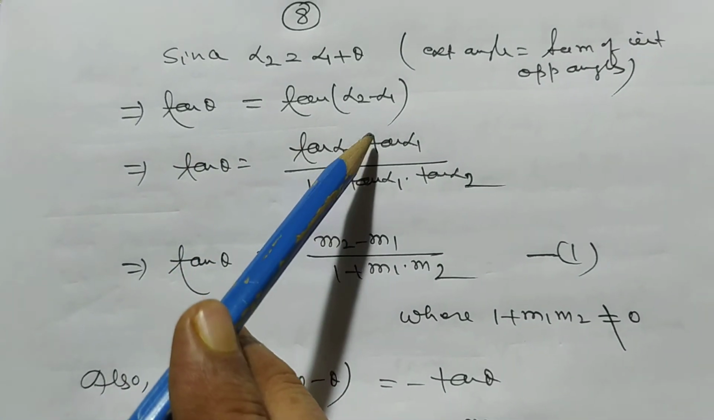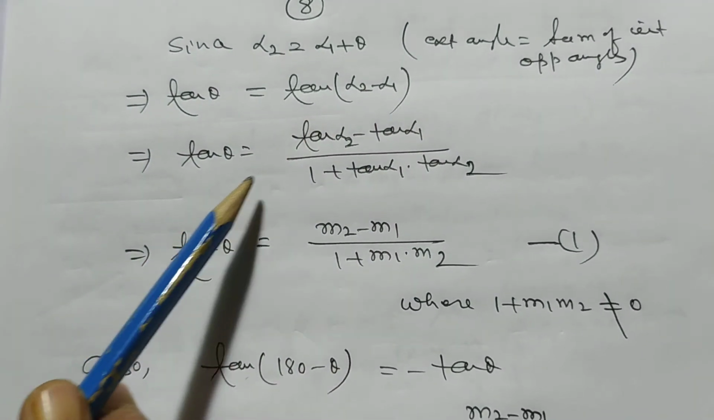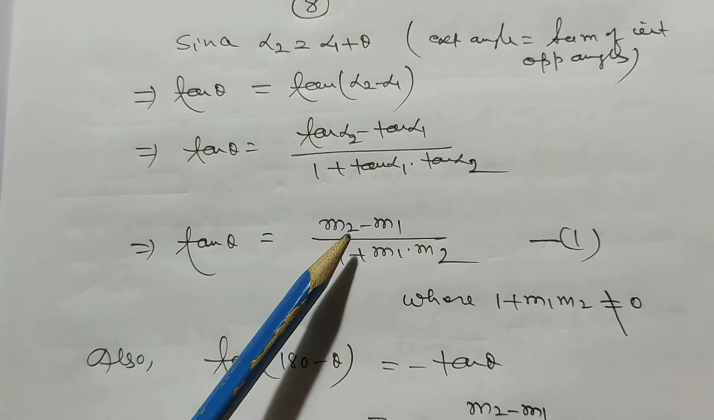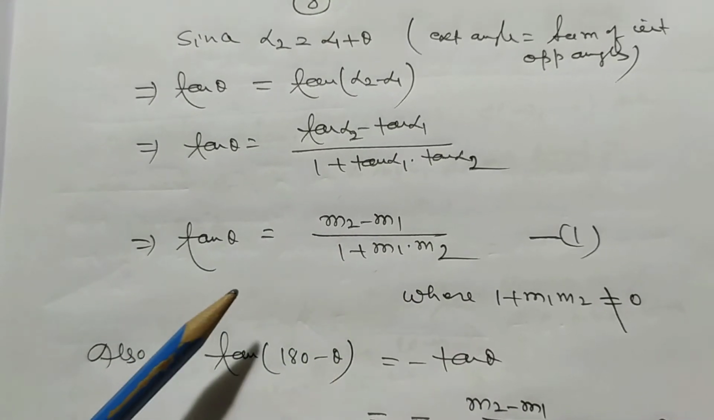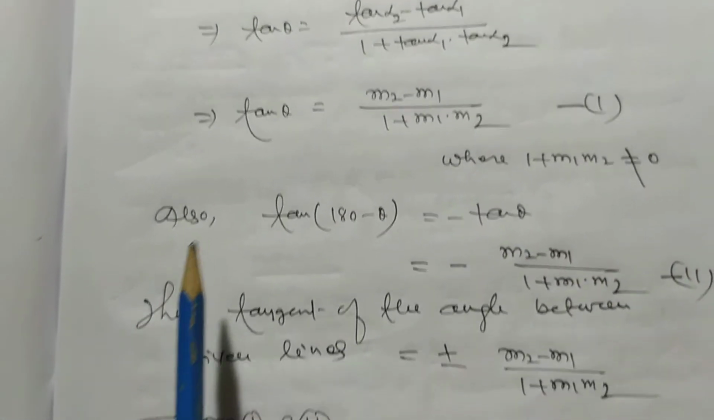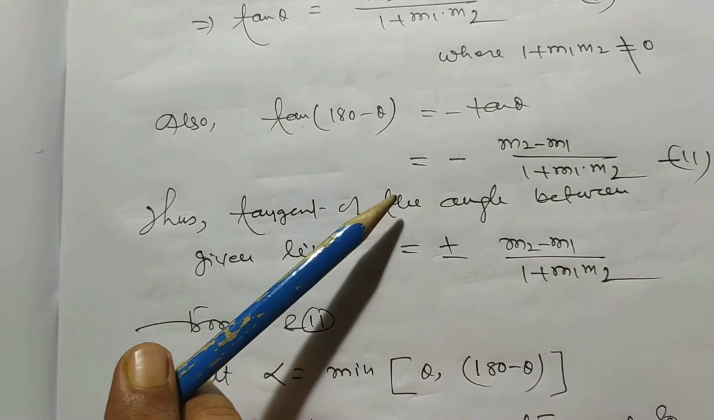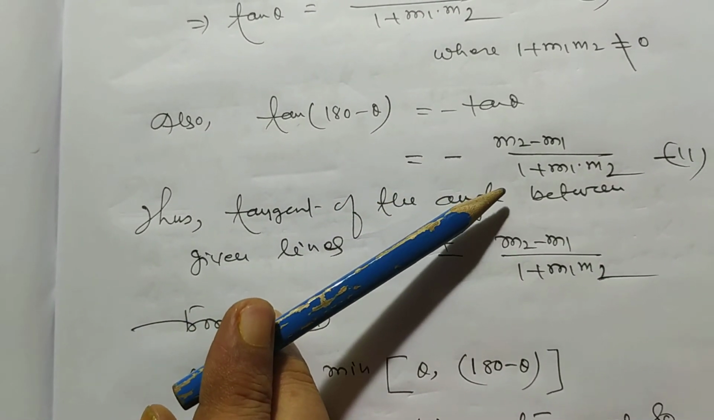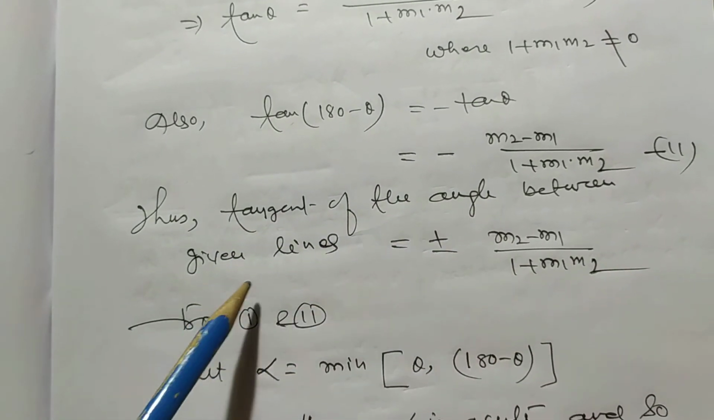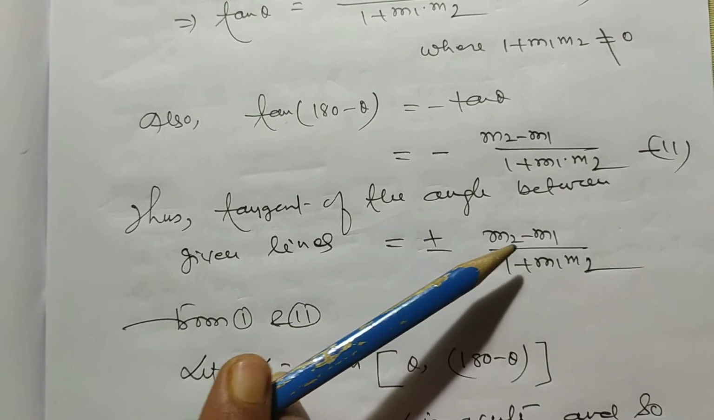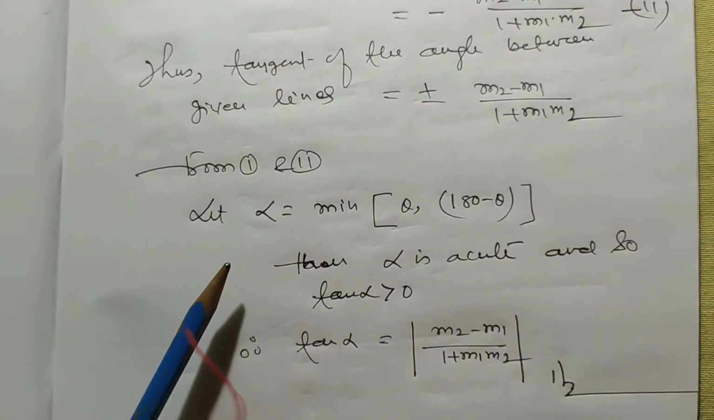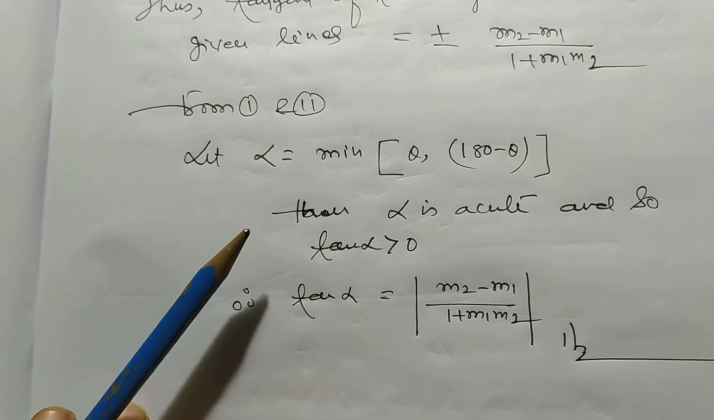Tan theta is equal to tan of (alpha 2 minus alpha 1). Tan theta is equal to (tan alpha 2 minus tan alpha 1) by (1 plus tan alpha 1 into tan alpha 2). So tan theta is equal to (m2 minus m1) by (1 plus m1 into m2), where 1 plus m1 into m2 is not equal to 0. Also, tan(180 minus theta) is equal to minus tan theta, which is equal to minus (m2 minus m1) by (1 plus m1 into m2). Thus, the tangent of the angle between the given lines is equal to plus or minus (m2 minus m1) by (1 plus m1 into m2). So now, when it is negative, it will be the obtuse angle.